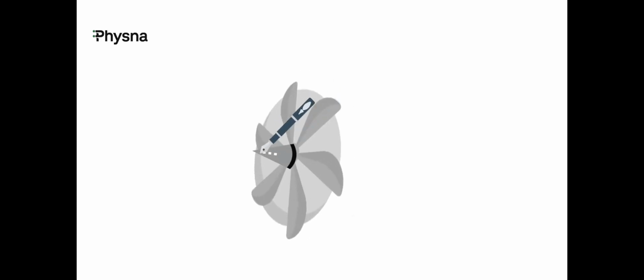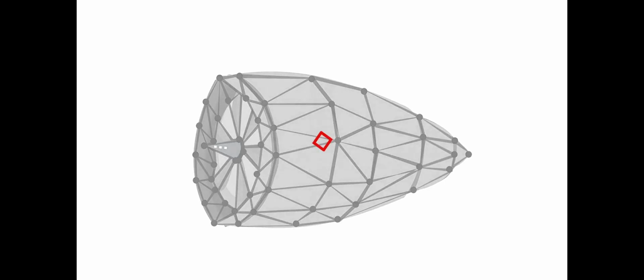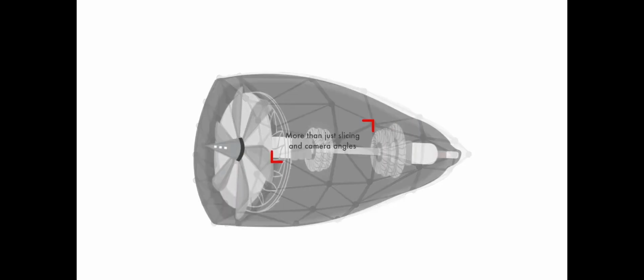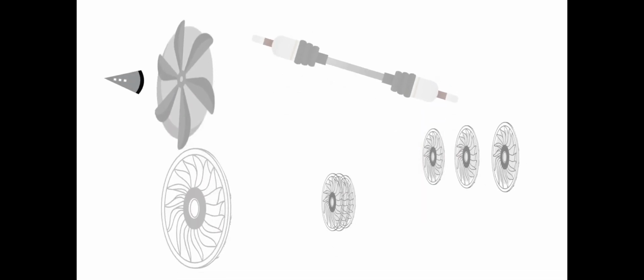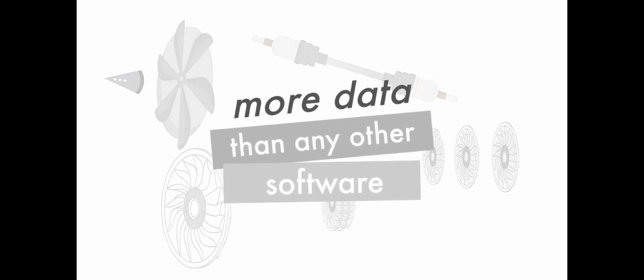Physna is a tool that helps engineers and designers to easily find models so you don't have to redesign or start from scratch. We are different from other shape search tools because we use true geometry when looking at models. We don't just rely on slicing, external views, and camera angles to determine the uniqueness of a model. Our proprietary algorithms codify CAD data and analyze the internal and external makeup of a 3D model, giving you more data than any other software solution.